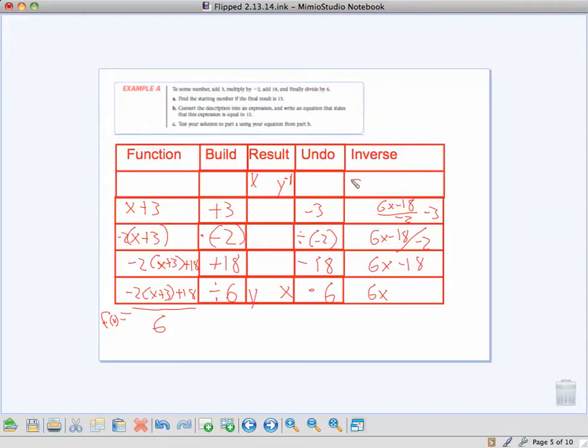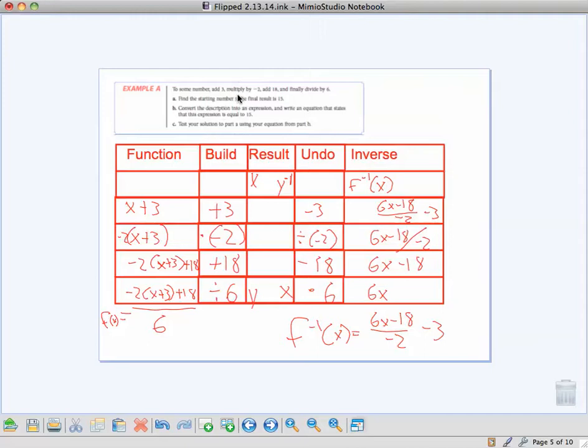So my f to the negative 1 of x, otherwise known as y to the negative 1 of x, or y to the negative 1, is the inverse function, is just this. Okay, so my inverse function, f to the negative 1 of x, is 6x minus 18 divided by negative 2, minus 3 for this problem. Where my original function is right here.